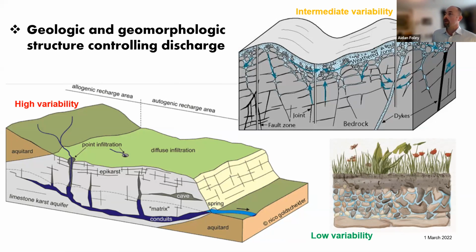It could be a crystalline basement rock, such as Lewisian gneiss or granite, and it could then be fed by storage within the regolith, which looks more like this sort of storage down at the bottom. We have to consider the relationship between the storage component and the permeability component, because the permeability component controls how rapidly the drainage occurs.